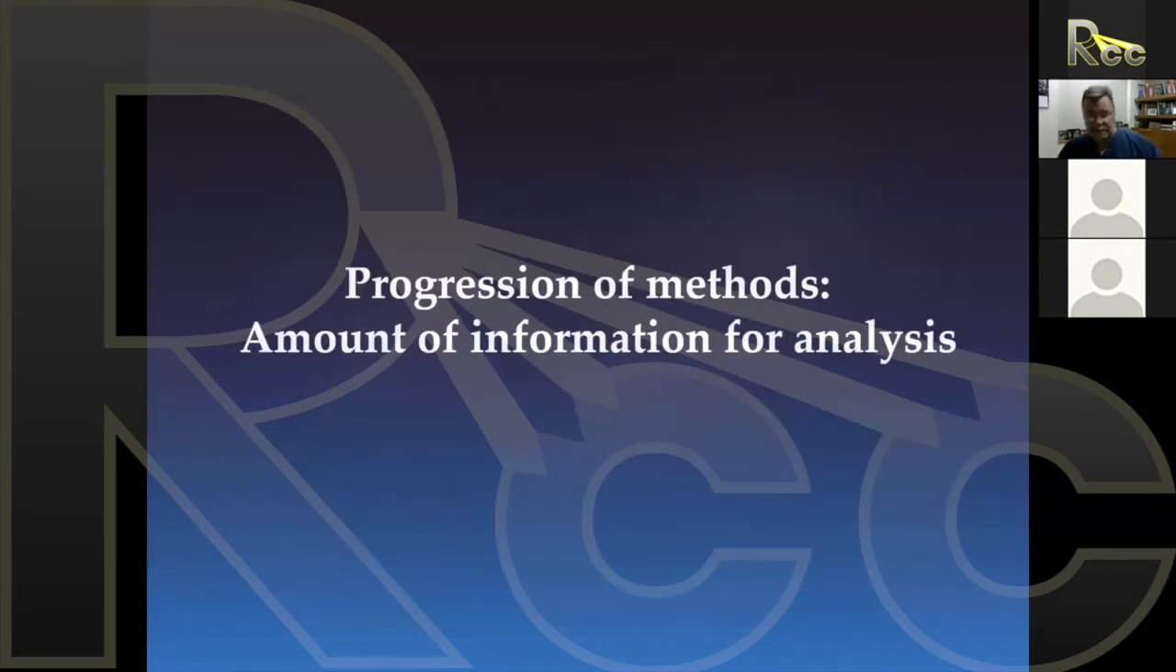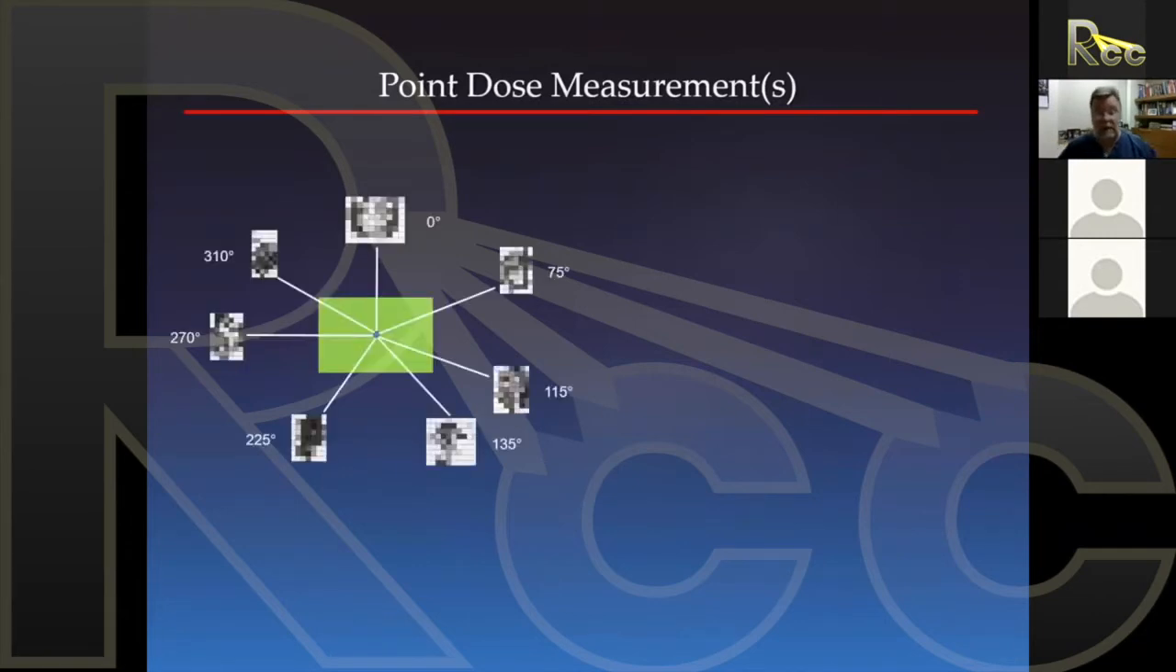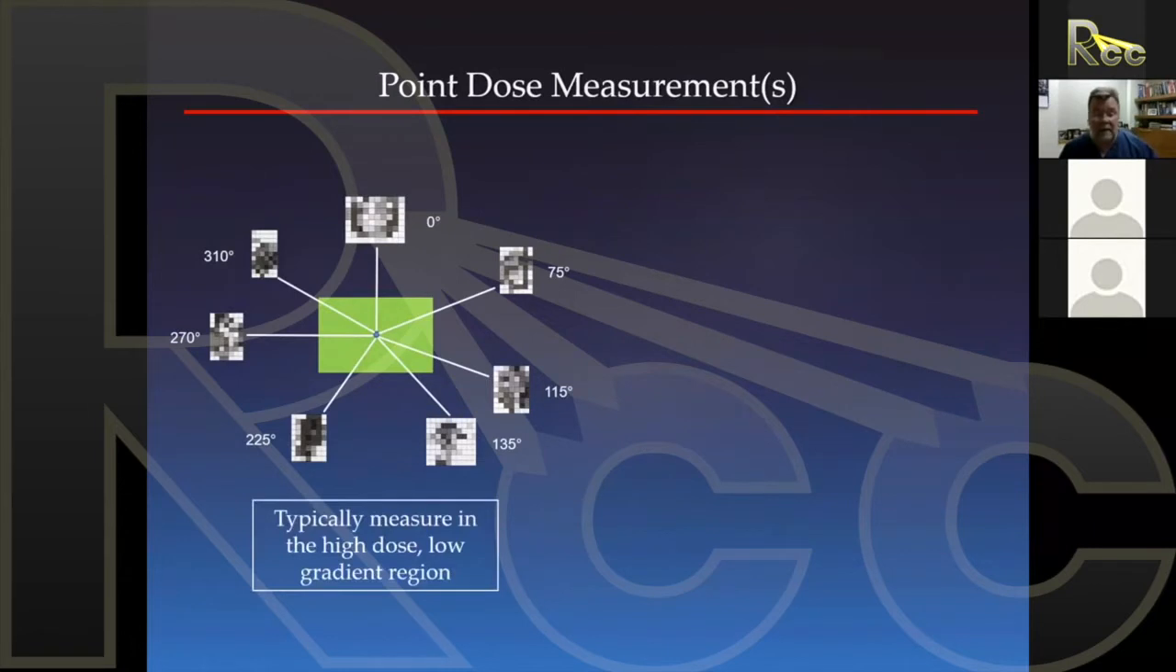So, a progression of methods, or the amount of information for analysis. This is a good time to talk about this. We can use point dose measurements. This is where we started, and we take a single ion chamber. Typically, you place that ion chamber for measurement in the high dose, low gradient region, right? This is where we're interested, primarily in the target region. And we deliver all of the beams as this cartoon depicts.